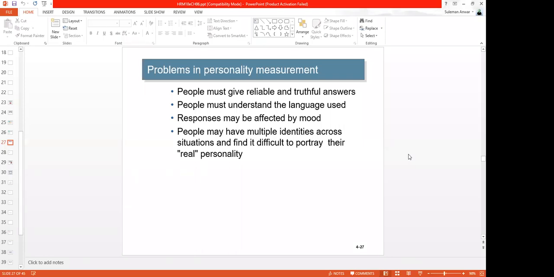Second, people must understand the language used, because unless you have picked up the question asked, how can you respond to it? Number 3, responses may be affected by mood. And number 4, people may have multiple identities across situations and find it difficult to portray their real personality. Okay, so these are the problems associated with personality measurements.